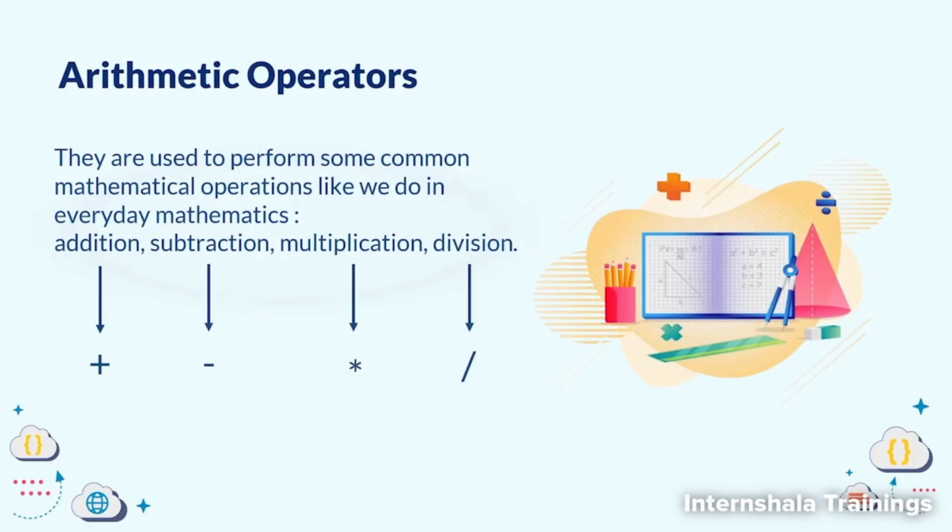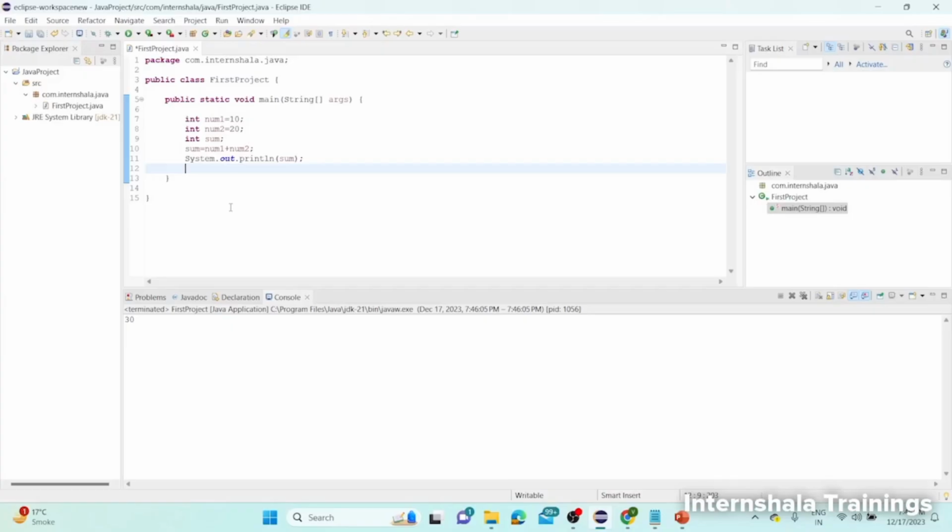Now, let us move back to the IDE and check all these three operations with the help of the same example. To carry out the subtraction, let us first take another variable int sub. Then let's try to store the result of subtraction. sub is equal to num1 minus num2. Let's try to print its value. So here we will write within brackets sub. Let's execute the code.